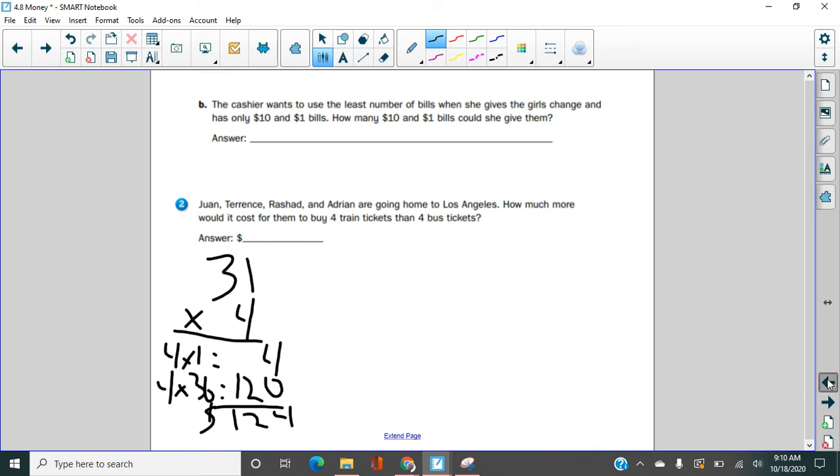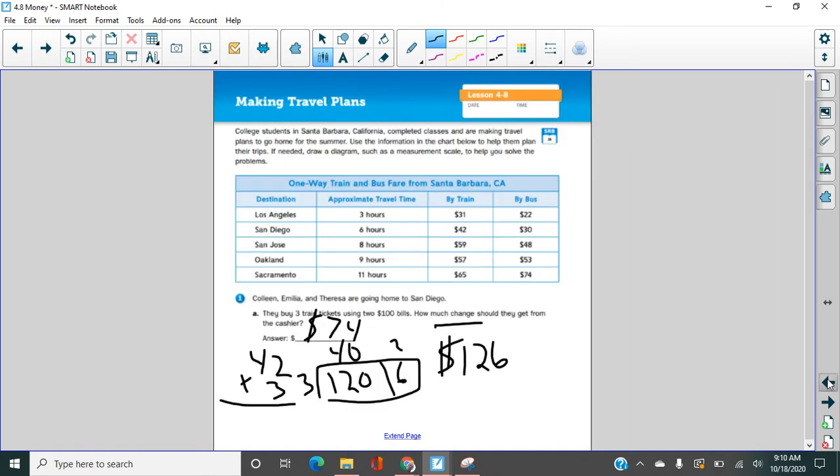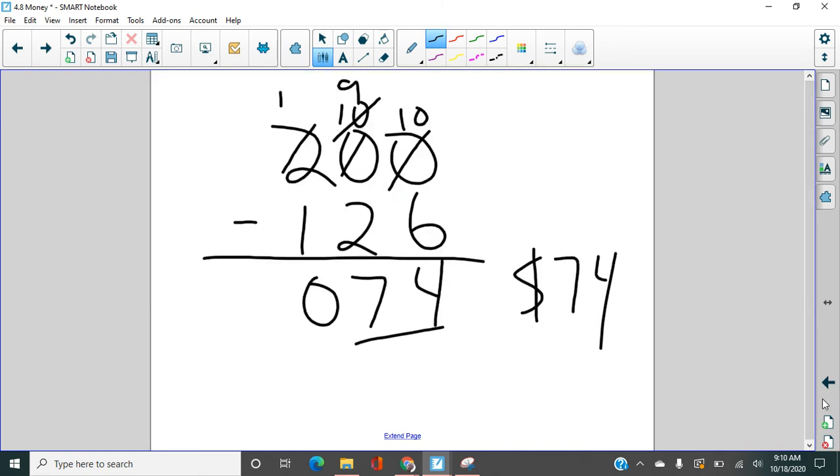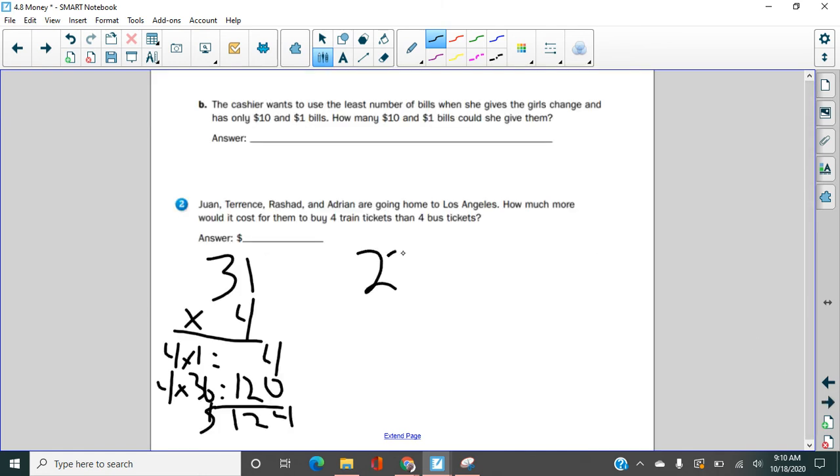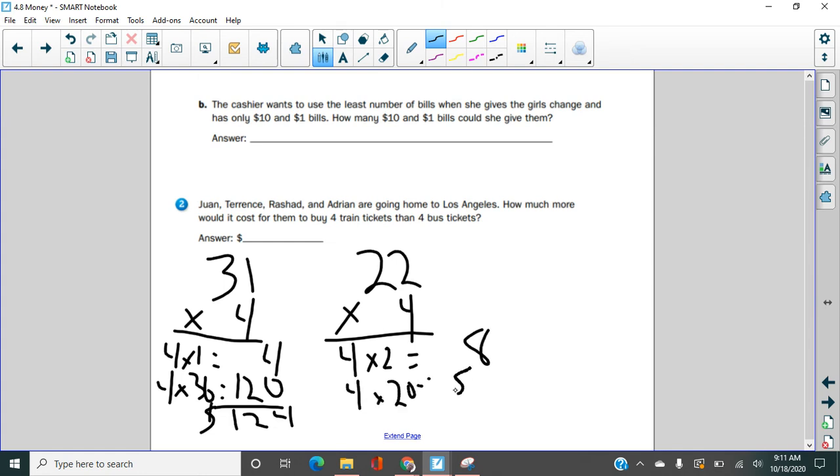Let's do the same thing for the bus tickets. We're going to Los Angeles. 22 times 4. 4 times 2 equals 8. And 4 times 20 equals 80, $88.